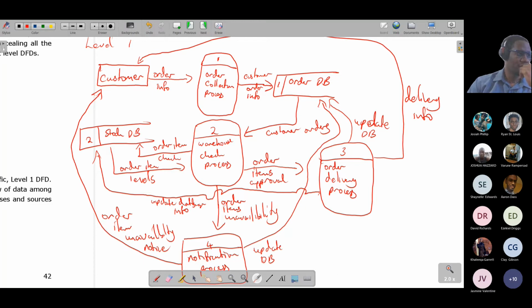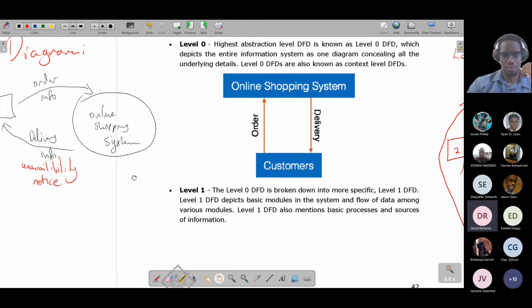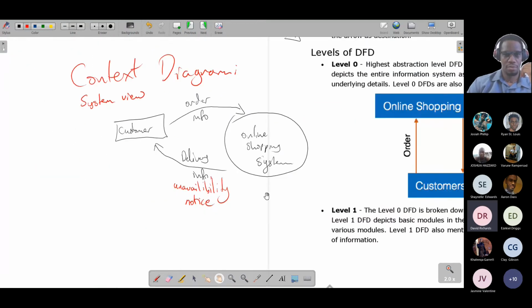David? Yes, sir. On the context level diagram I made on the other side, you did add in the unavailability notice. Could you have two names for a data flow? Yes, you could have two sets of data on a flow line.